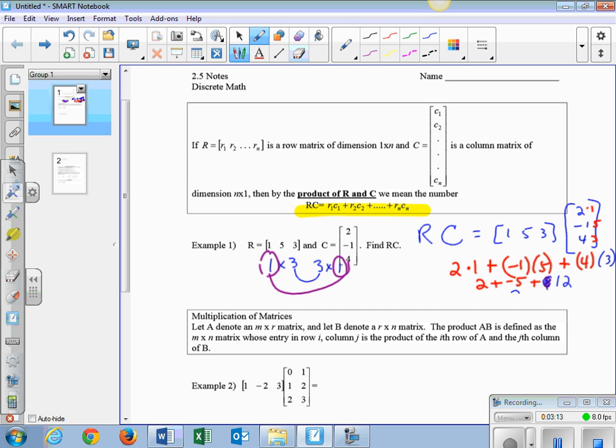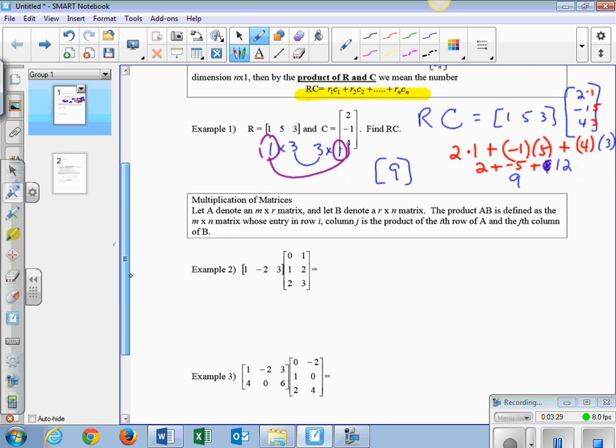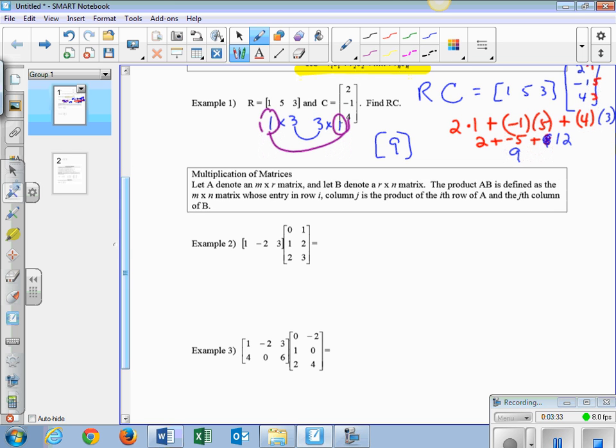So I get a final answer of 9. Now remember that's supposed to be a 1 by 1 matrix. So the way we write that, it's just a 9 in brackets there. So there it is. Now I like to show something besides just a 1 by 1 matrix because sometimes that's confusing. So let's look on to example 2.